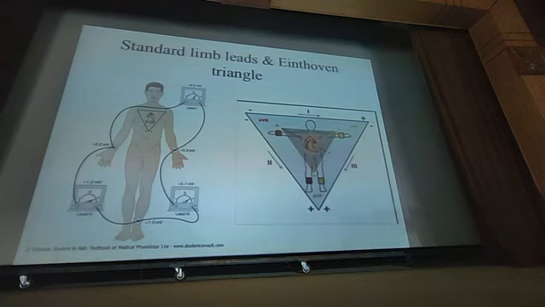AVR is exactly like an active electrode, but it's exactly opposite to the cardiac axis. That's why all waves are inverted.